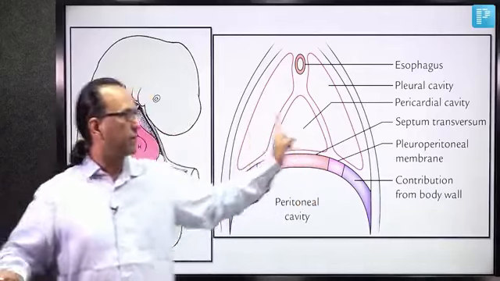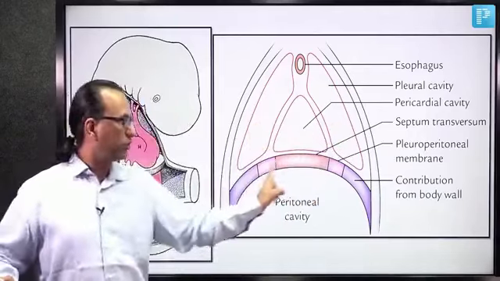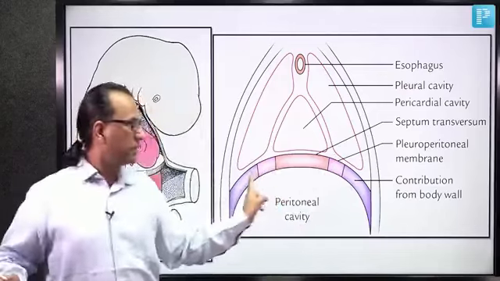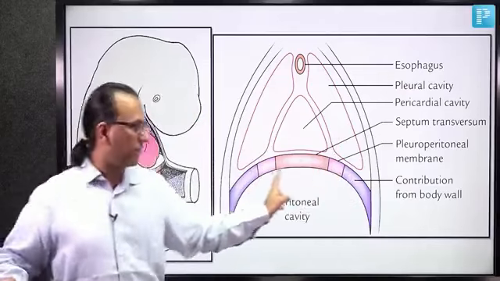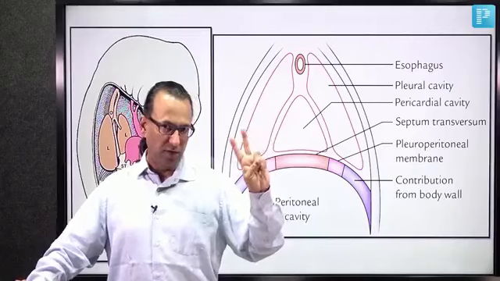Then you have the pleural cavity on either side, which are separated from the peritoneal cavity by the pleuroperitoneal membrane, one on the right side, one on the left side. They will be fusing with the septum transversum, contributing to the diaphragm. The diaphragm is going to have 4 embryological contributions and 2 of them we have seen.